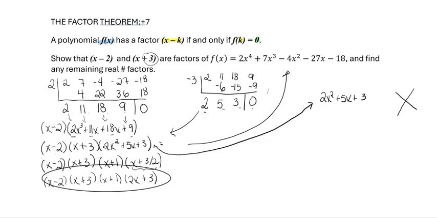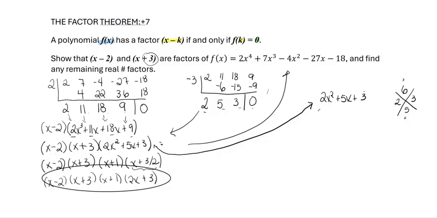The only time I'm not going to be able to factor it is if I have irrational zeros, or irrational roots. Basically, I have to take the leading coefficient, which is 2, times the constant, which is 3. So I want to know what two numbers I can multiply together to get 6, but add to get 5. I can multiply 2 times 3, and that gives me 6, and 2 plus 3 gives me 5. So I can factor by grouping.